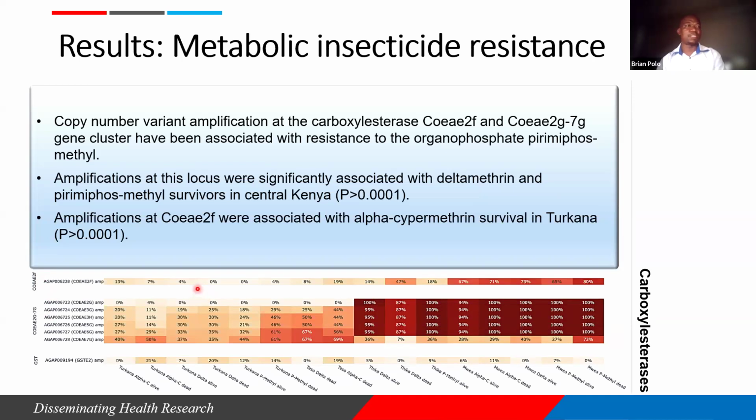And looking at this, I would also want to mention that this specific gene is also associated with resistance to organophosphate, particularly pirimiphos-methyl, and amplification at this locus was significantly associated with deltamethrin and pirimiphos-methyl survival, and that is in central Kenya. On the other hand, COE2F amplification was associated with alpha-cypermethrin survival in Turkana.